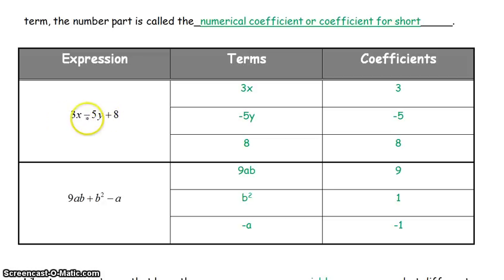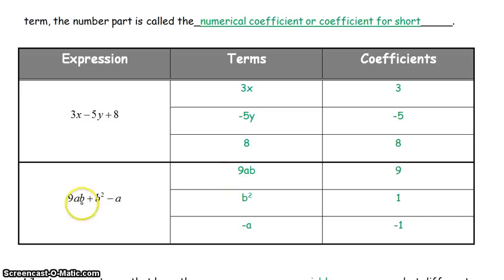We notice here that we have a subtraction sign and a plus sign. So we have 1, 2, 3 terms. Now we have to separate those terms. They want us to list the terms. We have 3x, and this minus 5y, we would write as a negative 5y, and this positive 8, we would write as 8. The coefficients of these variables are 3 and negative 5, and the coefficient of the constant is the constant itself.